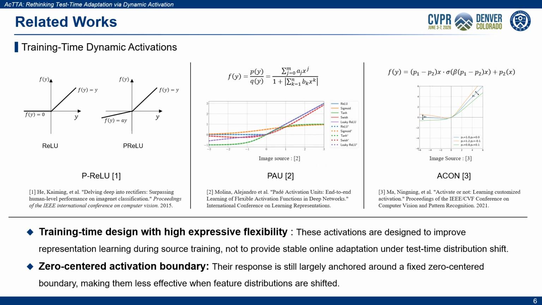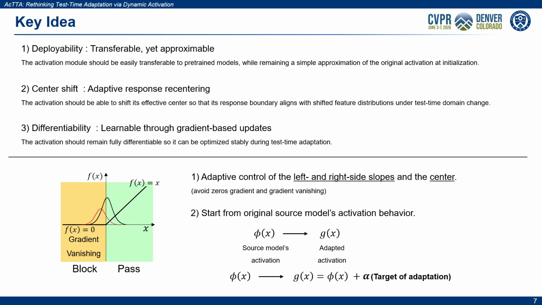Learnable activations like PReLU, PAU, and ACON already exist, but they were designed for source training to add expressive flexibility, not for stable online adaptation. More importantly, their response stays anchored to a fixed zero-centered boundary, which is exactly the wrong assumption when feature distributions have shifted. So we design an activation with three properties.